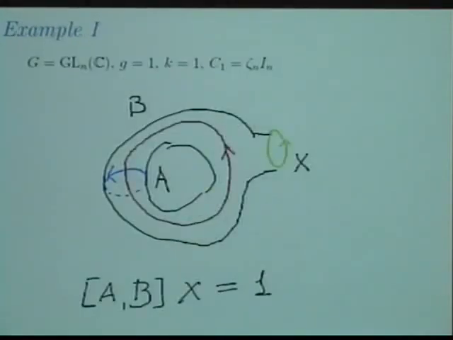So just to give you an example, example 1, let's say G is GLN of C, G is the genus 1 curve with one puncture, and I'm going to take my conjugacy class to be a central element in GLN, and zeta n will always stand for a primitive nth root of unity. So this is a particular example.